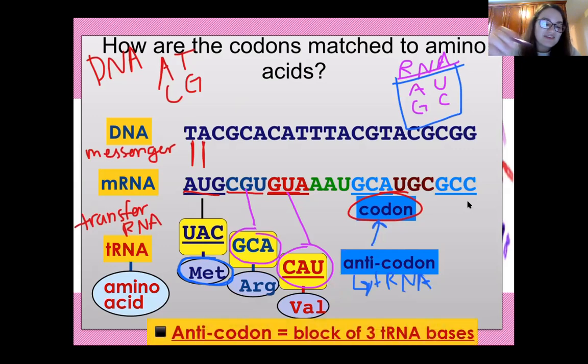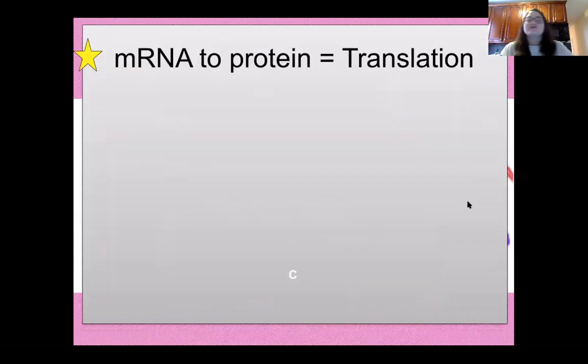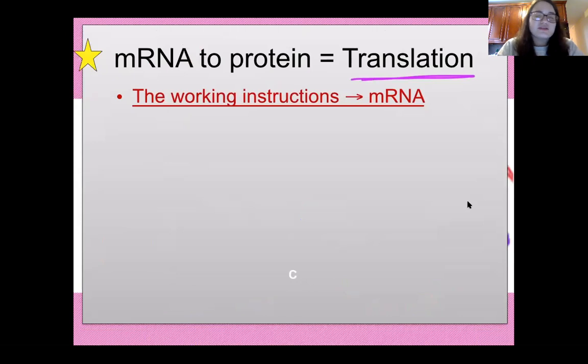Proteins. Let's keep going. So an anticodon, please write this down, is a block of 3 tRNA bases. So once again, when we talk about anticodons, we are talking about tRNA. All right. Now, I've told you guys that when we turn mRNA to protein, we're talking about translation. I think these are notes you have to fill in on your paper, but don't quote me on that. So we're now going to talk about each of the components that make up translation.